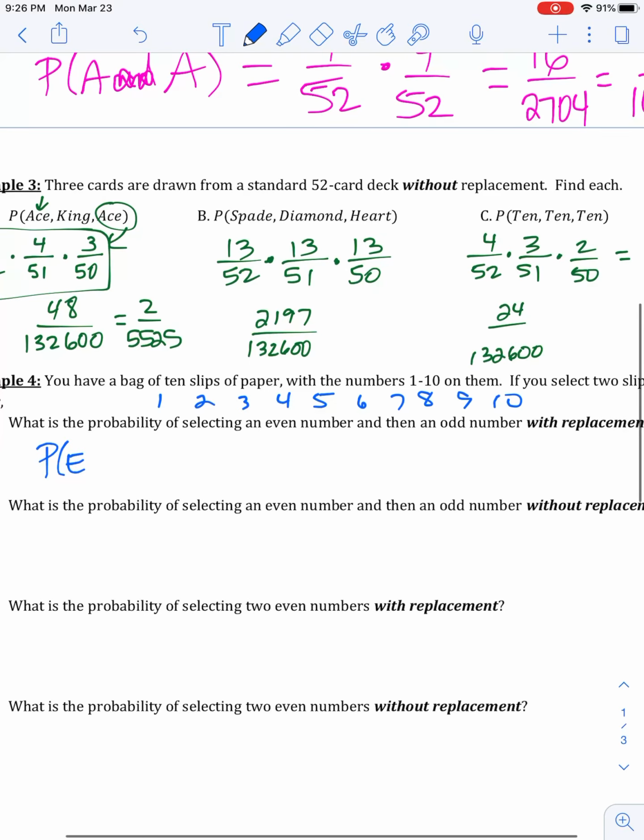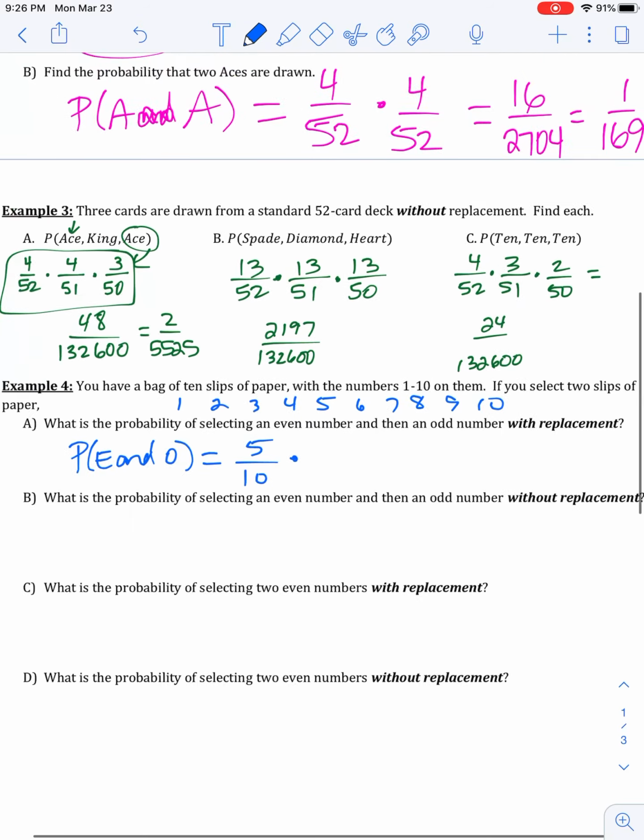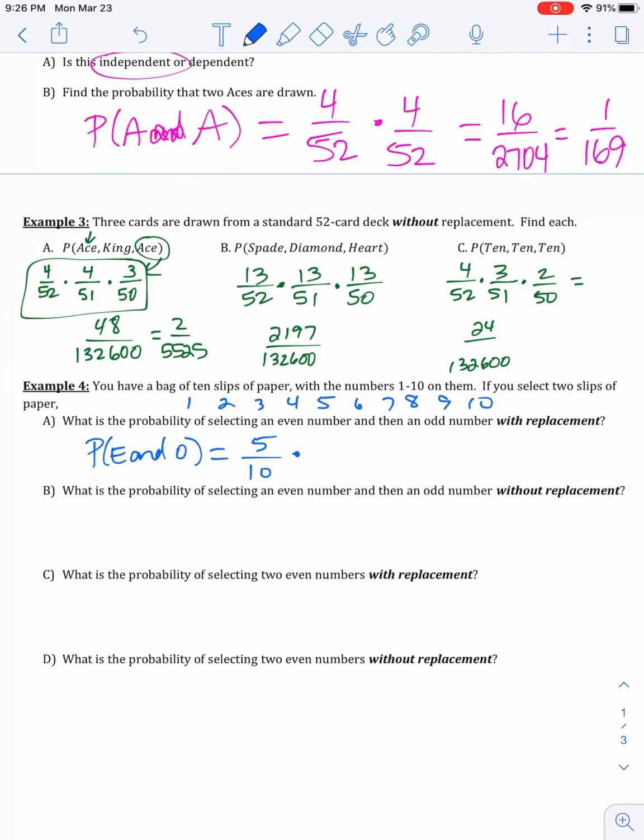So if I want the probability of even and odd, I'm going to start with the probability of an even. There's 5 out of 10. Then I also want the probability of an odd, given the first card is even. Now if it's with replacement, it doesn't matter what the first card was, because I'm putting it back. So now to find the probability of odd, it's just the probability of odd, 5 out of 10. The first outcome makes no difference because I put that card back.